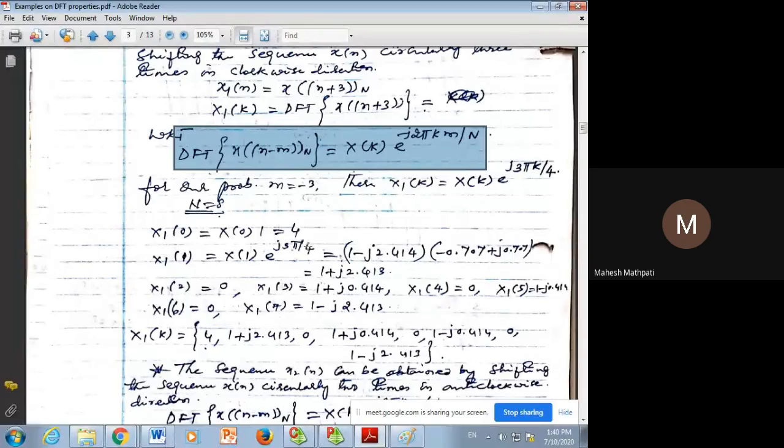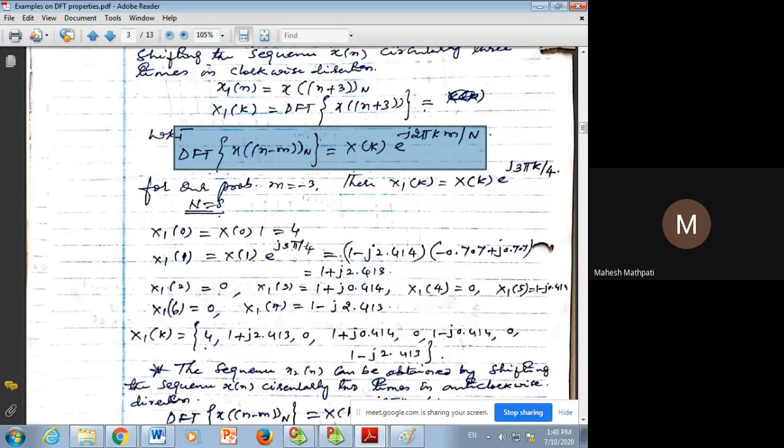So what will be the formula? What will be the value of x2 of n? It is x of modulo n minus 2, N.